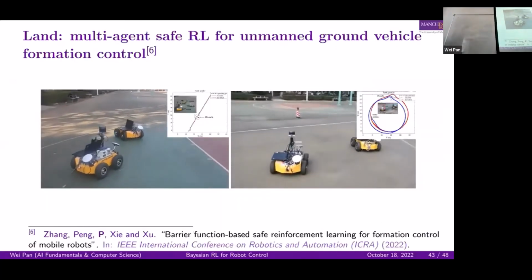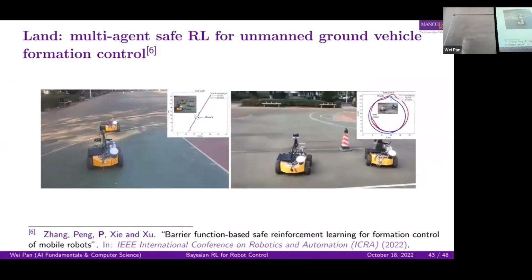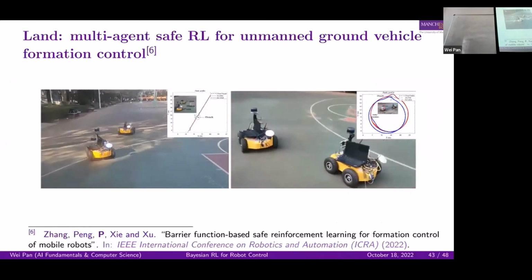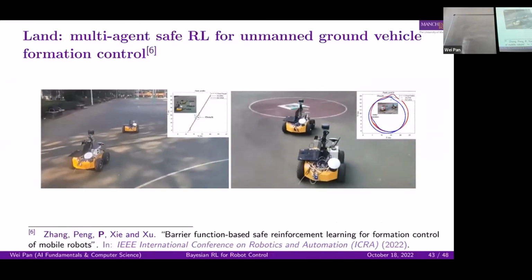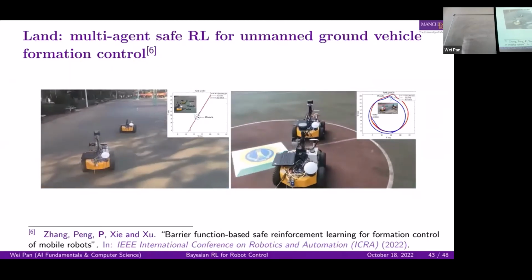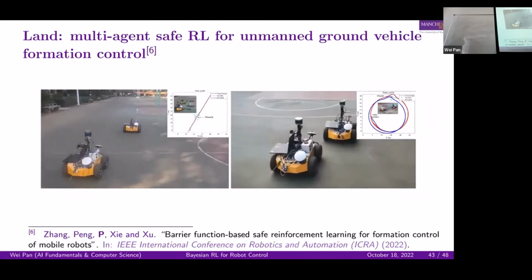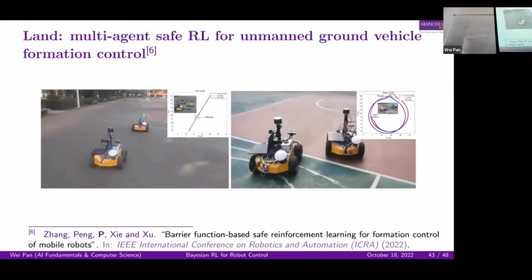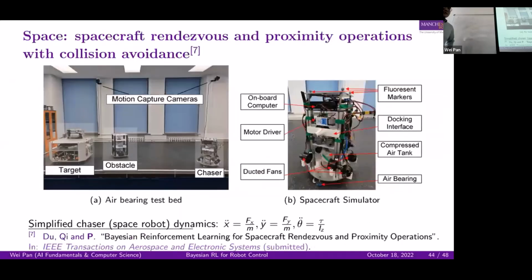And also we extend to the multi-agent case, which is the leader-follower. So this is the leader, this is the follower, and the follower wants to follow the leader in a strict line without colliding with the obstacle. And here they want to track a circle with collision avoidance. Yeah. And the next thing is space.